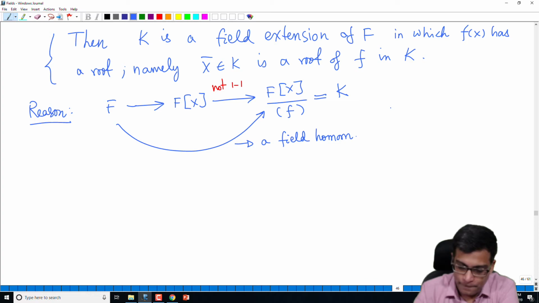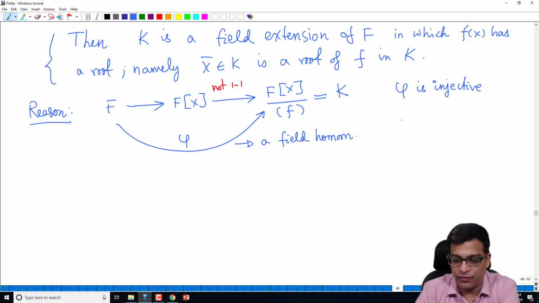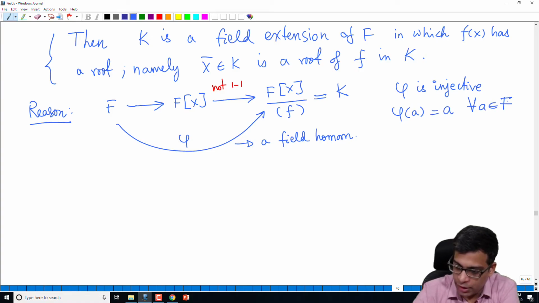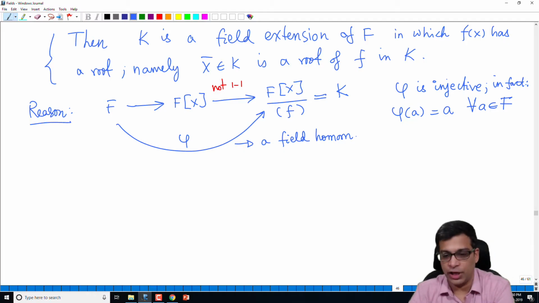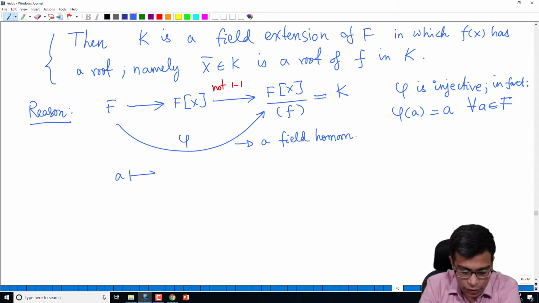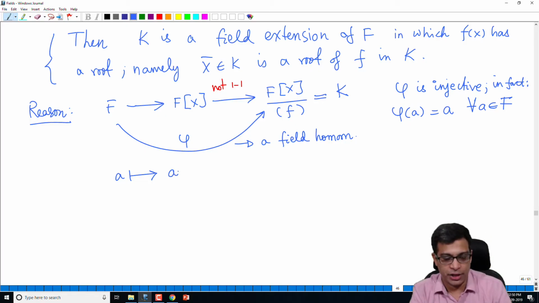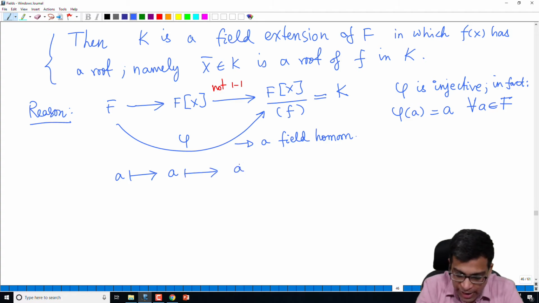And as such, if you call this phi, phi is injective, right? In fact, phi of A is equal to A for all A in F, because if you just trace the maps here, small a goes to small a, right? It goes to itself as a constant, and then this goes to A bar, but I'm going to identify that with A.